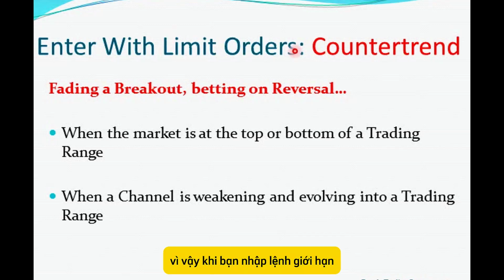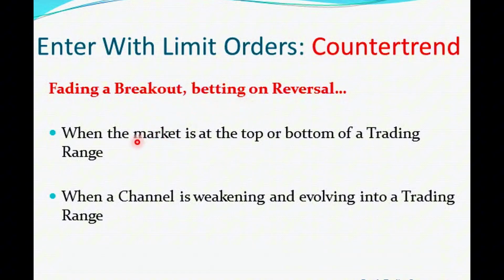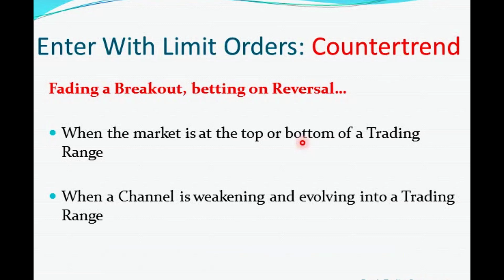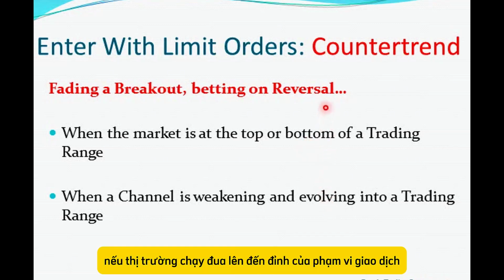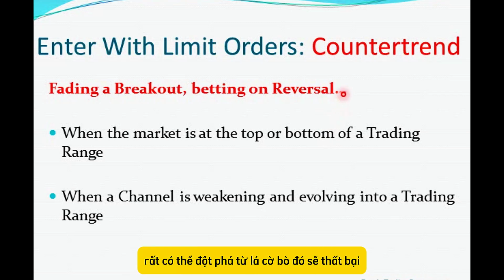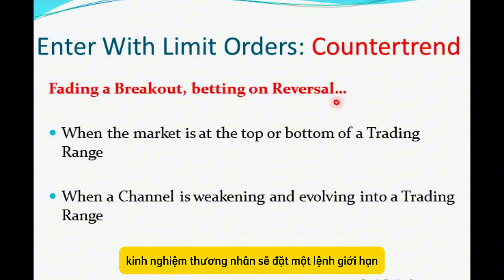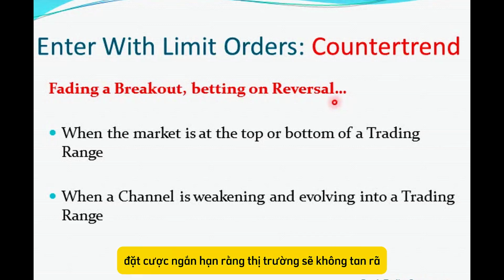So when you're entering with a limit order, you're fading a breakout, you're betting on a reversal. When the market is at the top or bottom of a trading range, chances are any breakout attempt is going to fail. So if the market races up to the top of the trading range, has a small bull flag, chances are the breakout from that bull flag will fail. If the signal is weak enough, experienced traders will place a limit order above the high of the prior bar to go short, betting that the market will not break out.